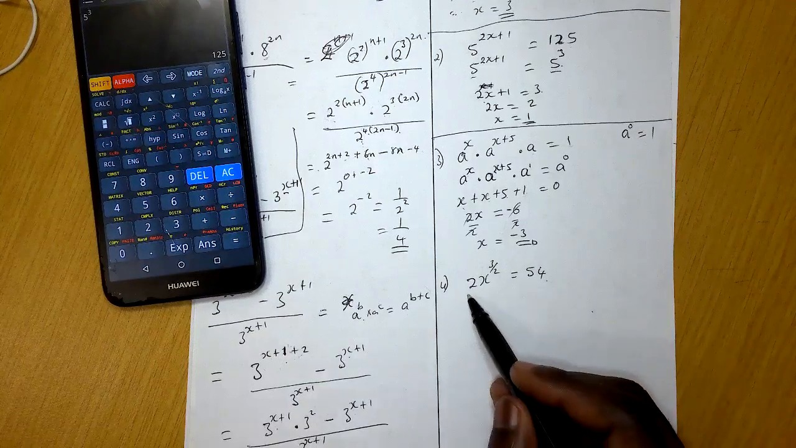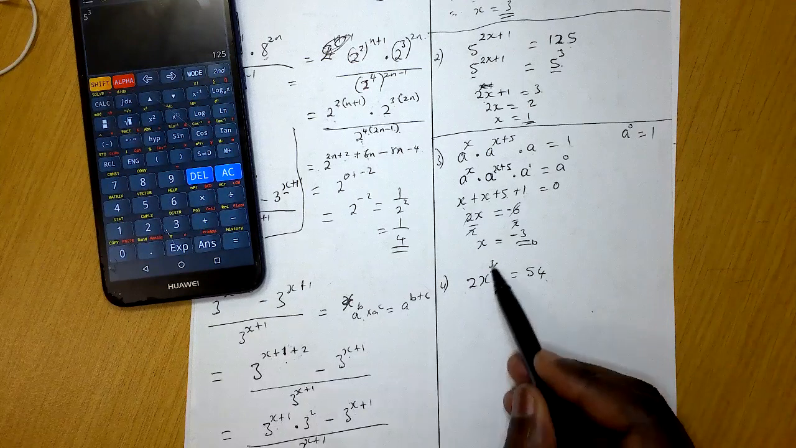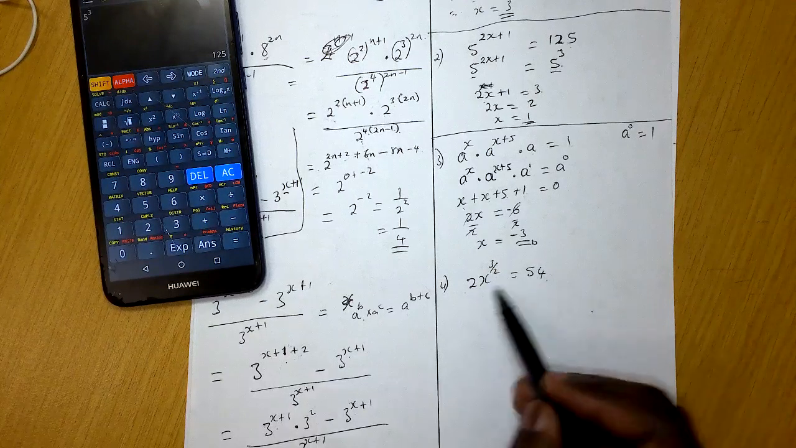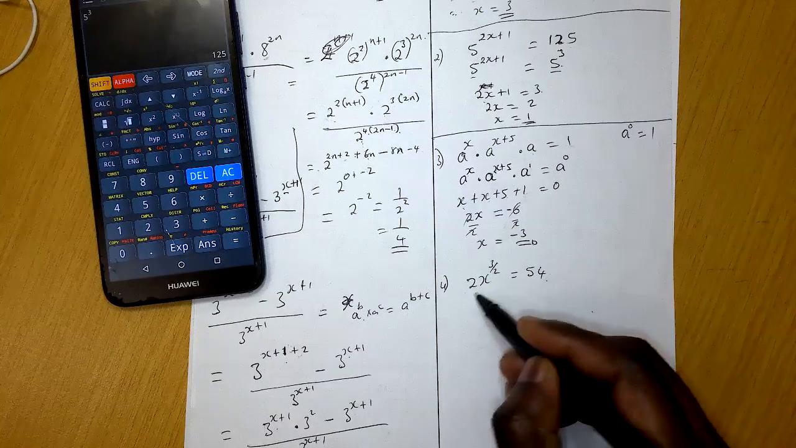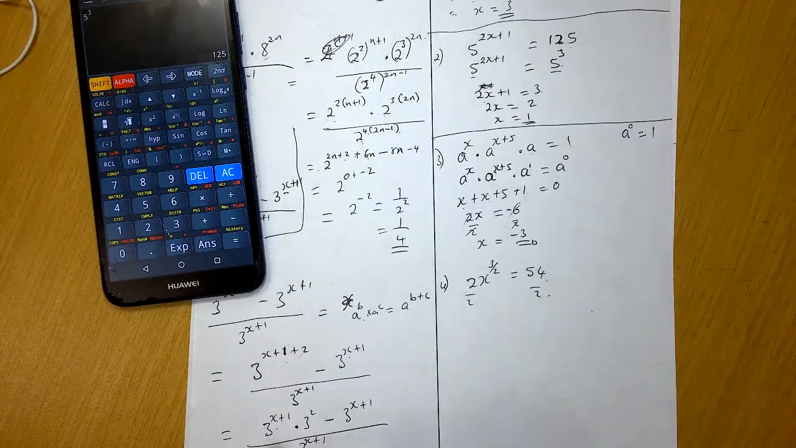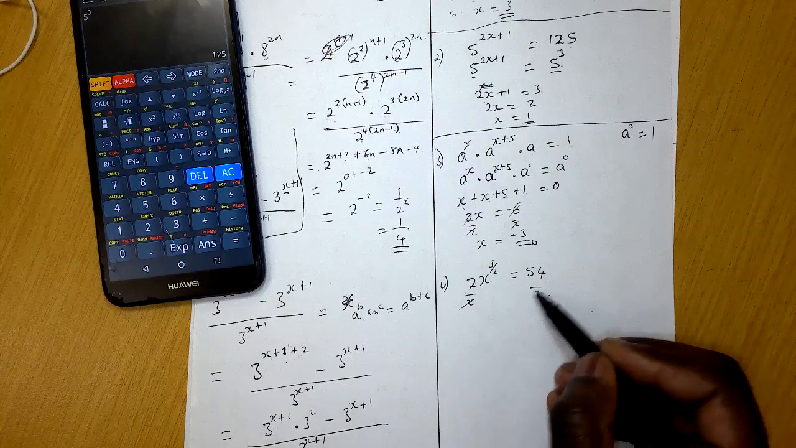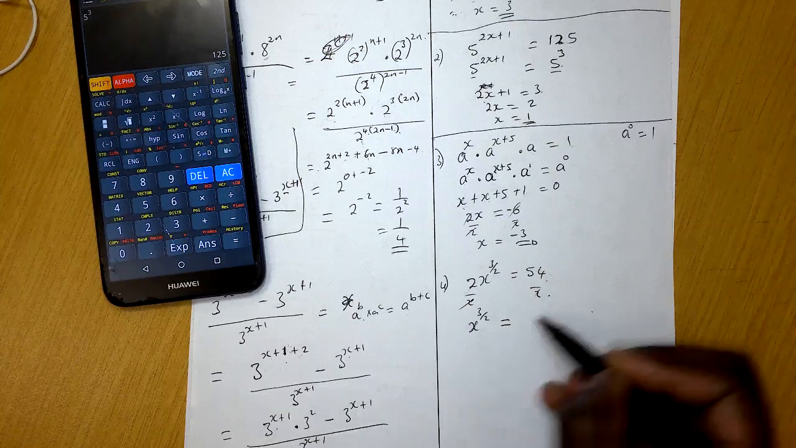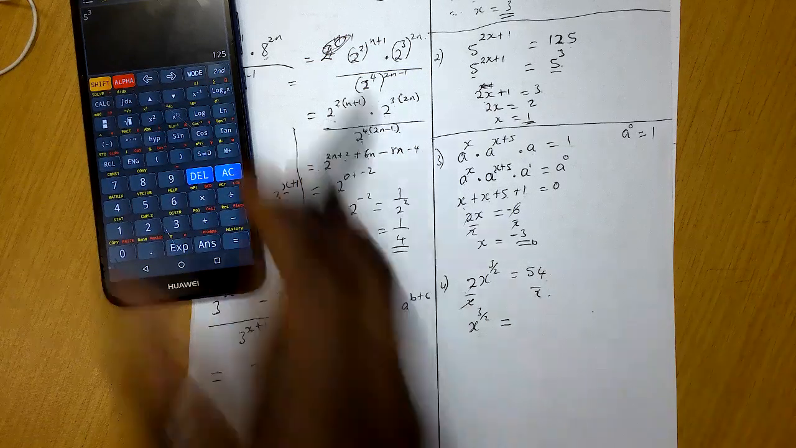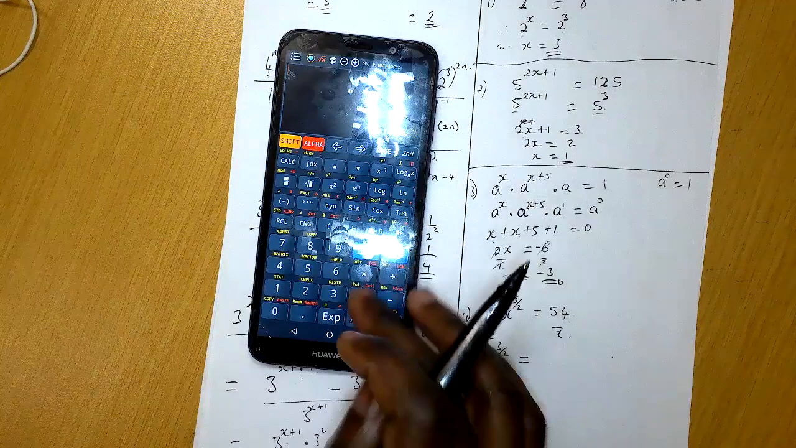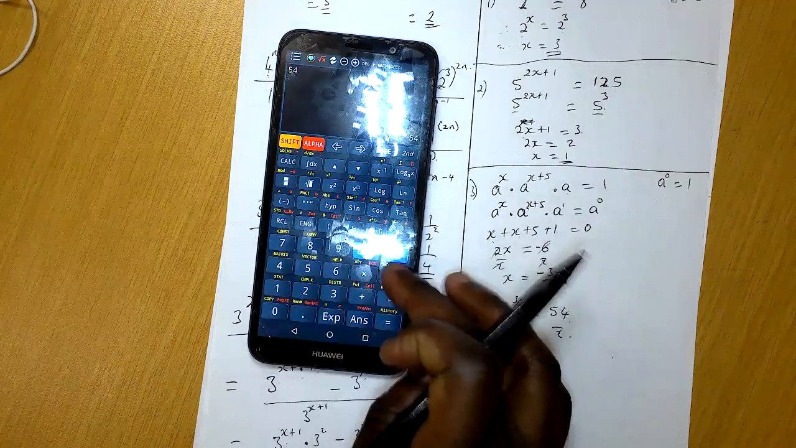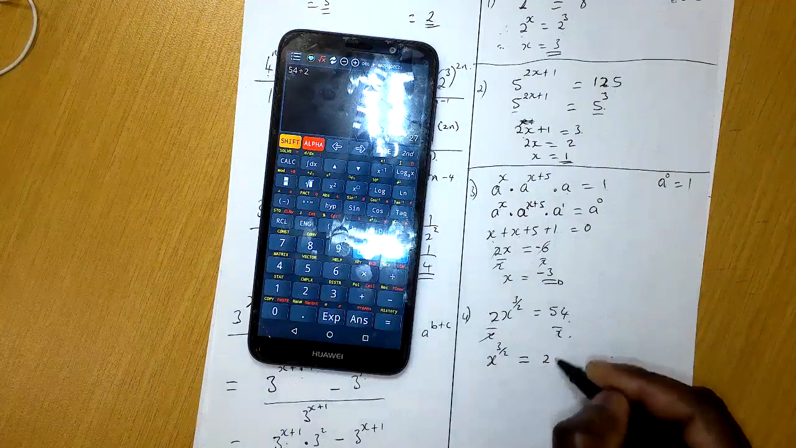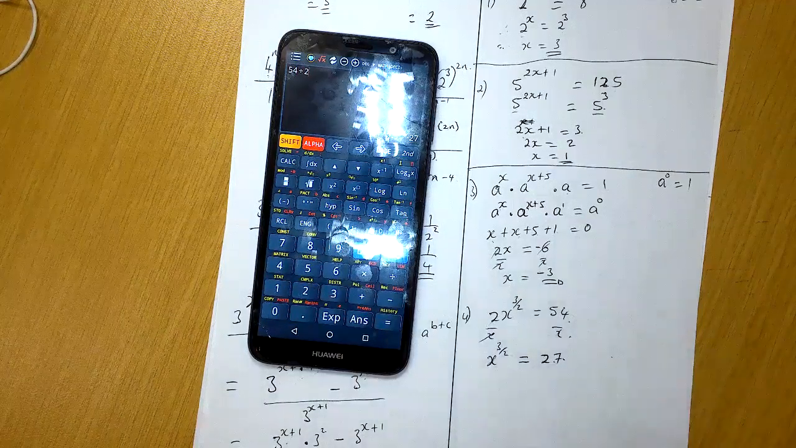When you're given something like this, 2x to the power 3 over 2 is equal to 54, first of all, get rid of the 2. So you divide both sides by 2. Then it's going to be x to the power 3 over 2 is equal to 54 divided by 2. 54 divided by 2 gives you 27. Now, in this case, there's something that you need to understand.